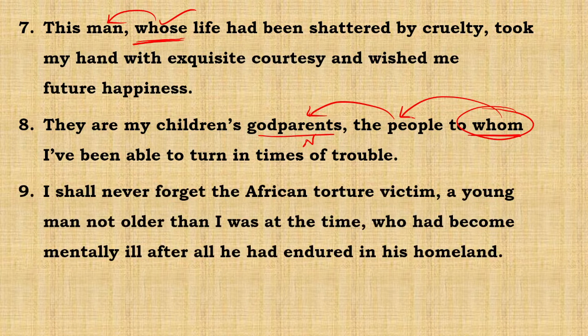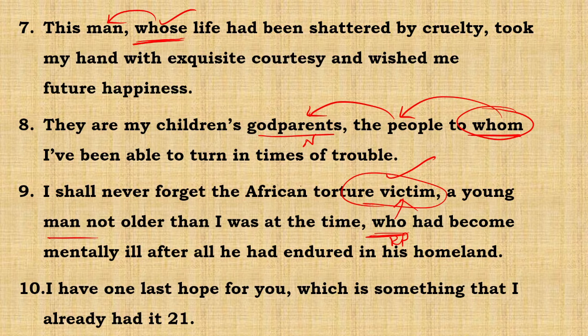Okay, next. I shall never forget the African torture victim, a young man not older than I was at the time, who had become mentally ill. We are speaking about whom here? We are speaking about this young victim, the young man, who was not older than I was at that time. So this young victim suffered a lot at that time. So this person is speaking about this young victim. So the relative pronoun is who here, and young victim is the noun combination.